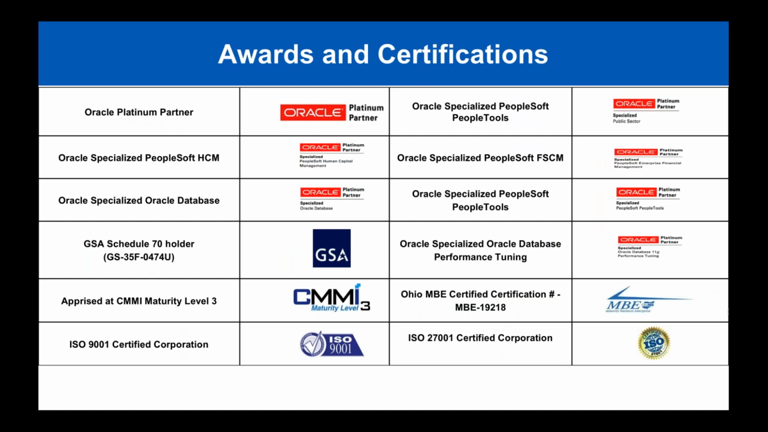So, awards and certifications, or what I prefer to say, awards and affiliations. We're an Oracle Platinum partner. To have an Oracle Platinum partnership, you need at least 5 specializations. We've got 6 that are current and still relevant. Again, being a PeopleSoft consultancy, our specializations are in PeopleSoft PeopleTools, PeopleSoft HCM, PeopleSoft Finance, Oracle Database, and Oracle Database Performance Tuning. And then as suggested, we have a specialization in public sector for PeopleSoft.